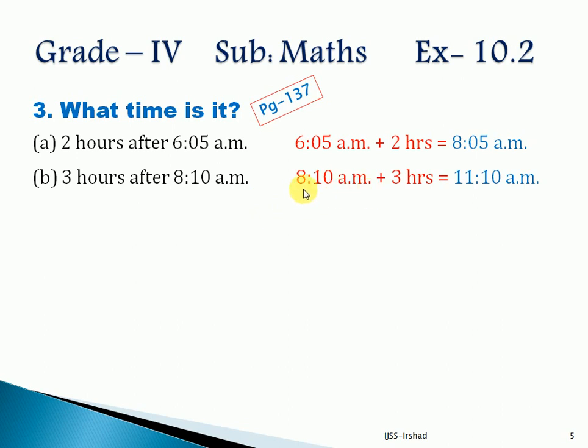So when I add this in the present time, given time 8:10 a.m., we will add 3. 8 plus 3 will be 11 and the minute will be the same, so 11:10 a.m. Move to question number C.